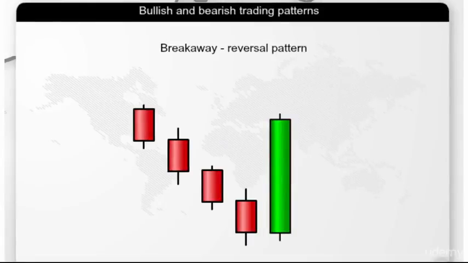Breakaway. This is a reversal pattern with 5 candlesticks and indicates a bullish or bearish outlook. In the bullish pattern, the first 4 candlesticks are red, falling, and the 5th candlestick is green, longer than the average, and closes above the preceding candlesticks.